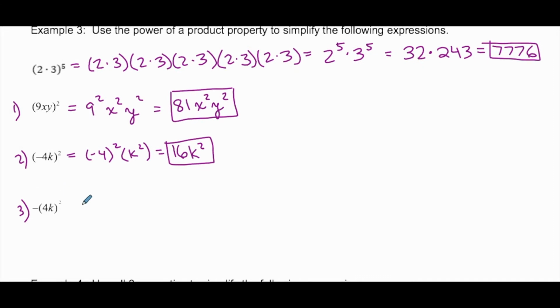The last one was a little bit different. This is negative 4k quantity squared. So whatever I do, I'm doing 4 squared times k squared, and then making it negative. So this one gives me negative 16k squared.